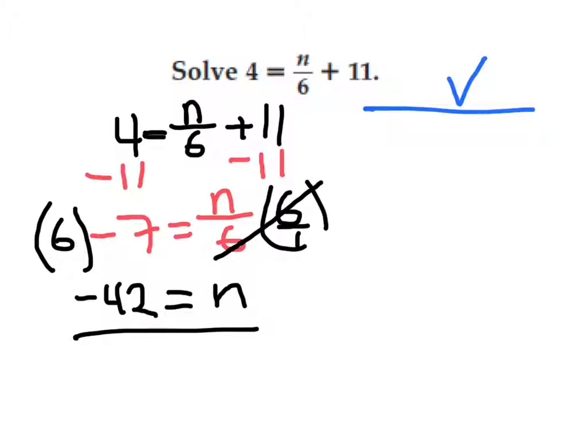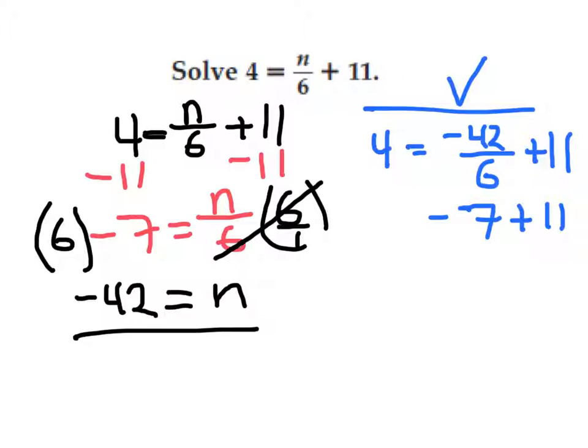But I should always check my solutions, and that's what I'm going to do. So I'm going to take my n is equal to negative 42 and plug it in to our problem and check to see if I did it correctly. Alright, so following PEMDAS, negative 42 divided by 6 is negative 7 plus 11. Well, that's a 4, and that checks.